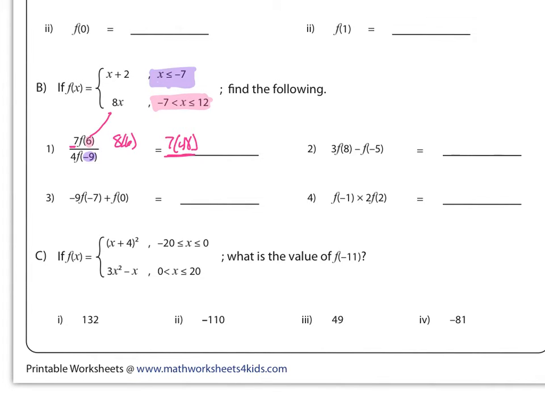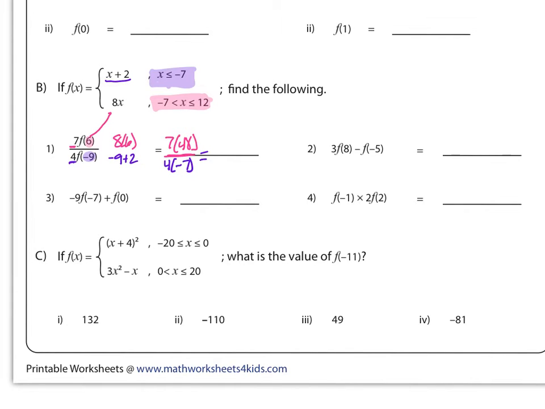Then it says I'm going to take the function that's less than -7, which is this one, and I'm going to say -9 plus 2. And then what am I going to do to that? It says right here I'm going to multiply that answer by 4. So I'm going to take 4 times, well, -9 plus 2 is -7. Beautiful. So now I'm going to multiply this out.